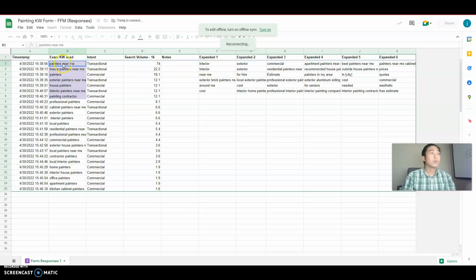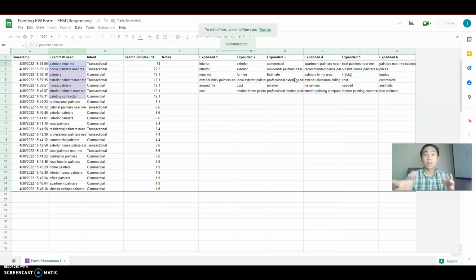So let's say in the service part of the site, we're going to be writing about just regular painters. And within that page, we're going to be talking about interior painters near me, exterior painters near me, commercial painters near me. You see how this is related to this?